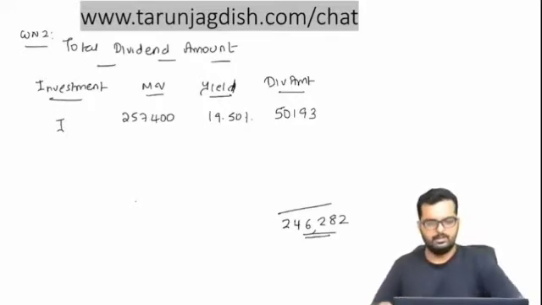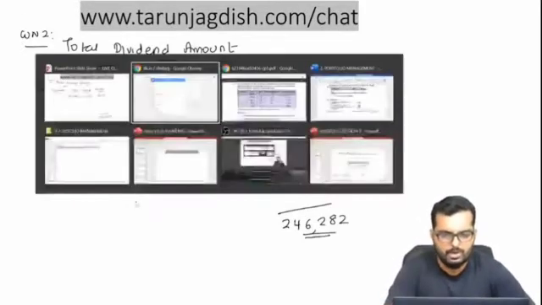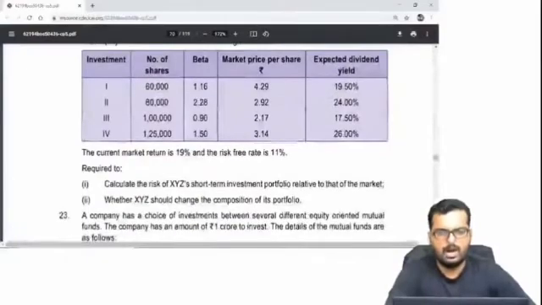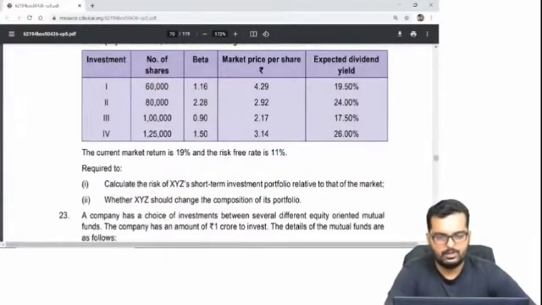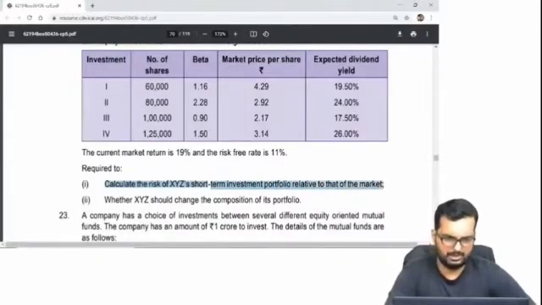Alright, friends, everybody is clear with this. So we got 246,282. Now let's read the question. RM is given as 19% and 11% is the RF. Now they're asking you to calculate the XYZ short term investment portfolio relative to that of the market. Friends, this question by itself is actually not a comfortable question.